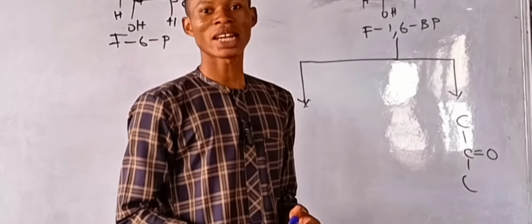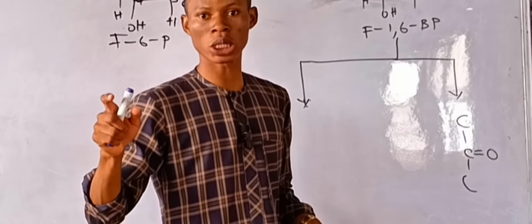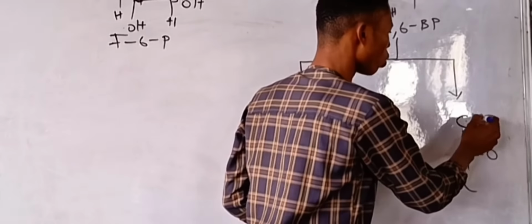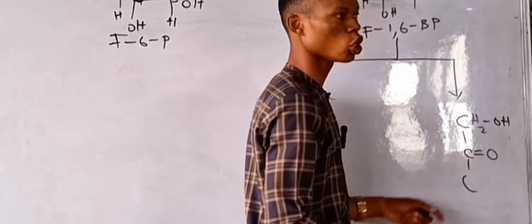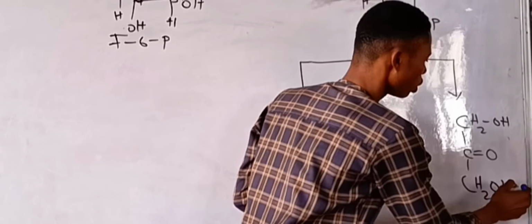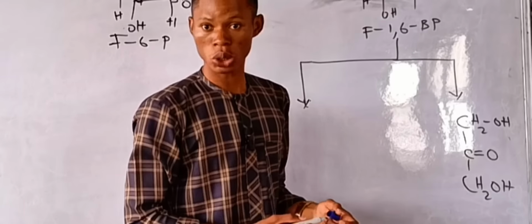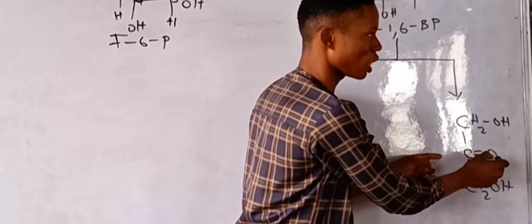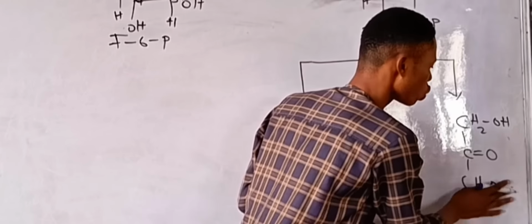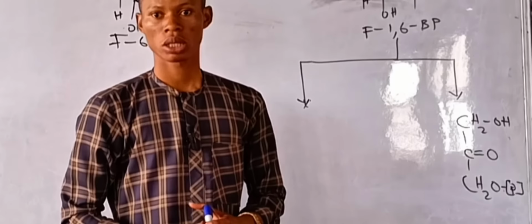Good. Now they said dihydroxyacetone phosphate. Dihydroxy means two hydroxy groups, right? So I will put one hydroxy group here, OH. This is one hydroxy group. I'll put another hydroxy group here. So what I now have is dihydroxyacetone, right? But they say dihydroxyacetone phosphate, meaning one of these should be having a phosphate group.